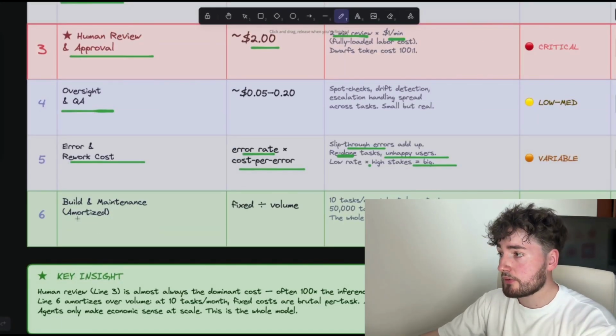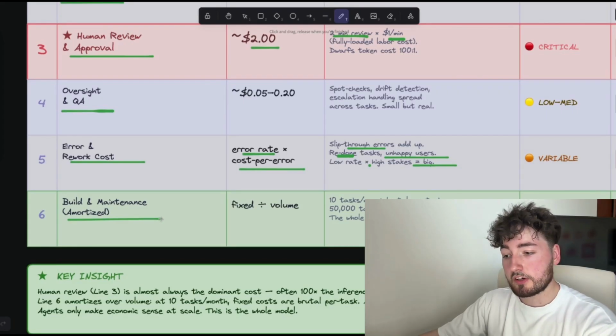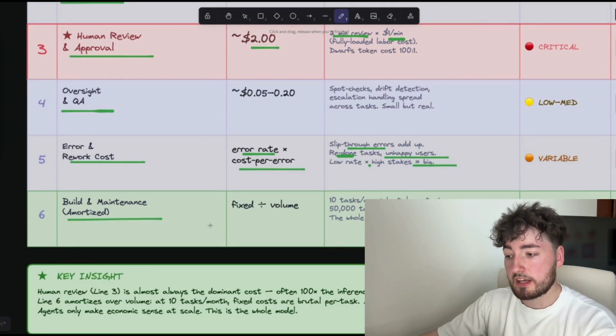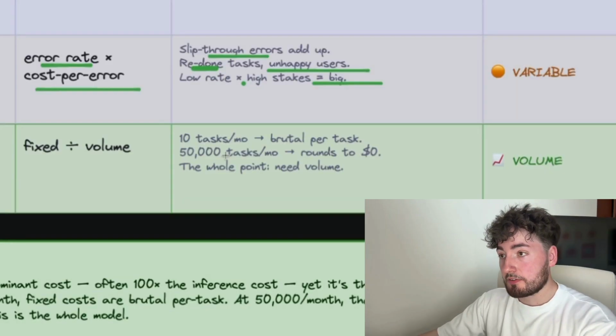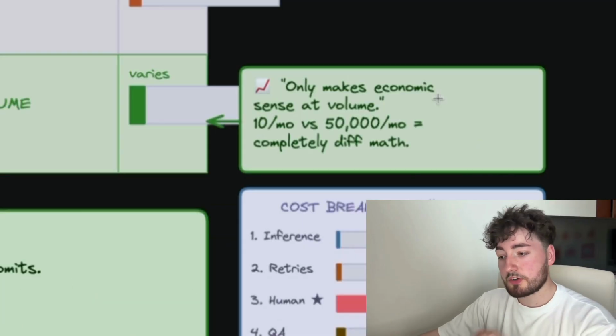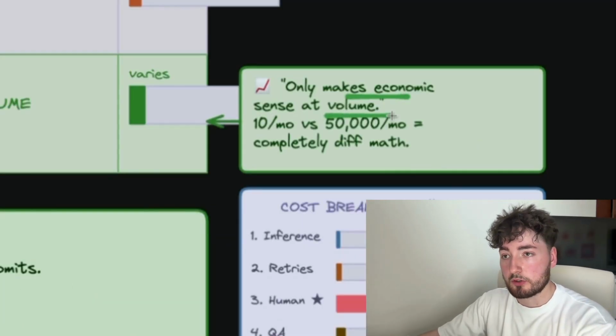Line 6, build and maintenance. The integration, the monitoring, the updates every time a model changes is a fixed-ish cost. Divide it by the number of tasks. At 10 tasks a month, it's brutal per task. At 50,000 a month, it rounds to nothing, which is the whole point. Agents only make economic sense at volume.